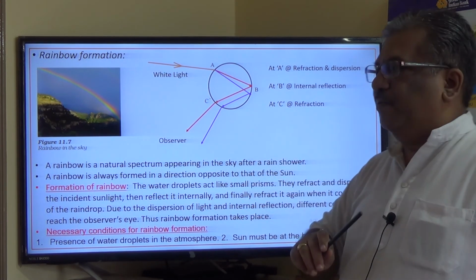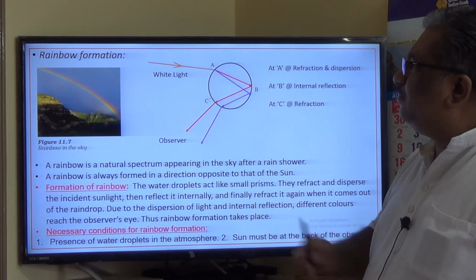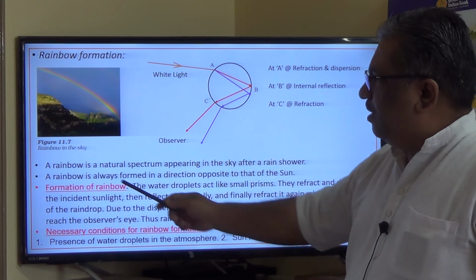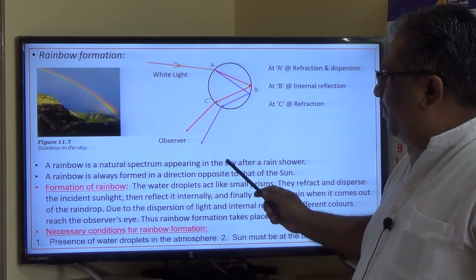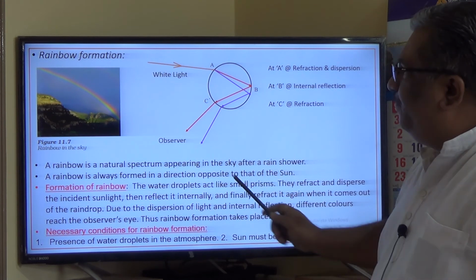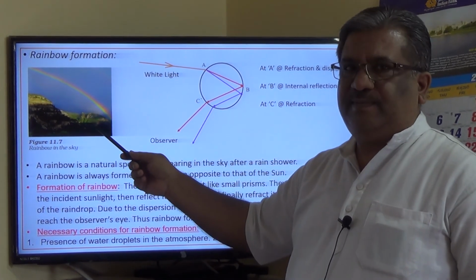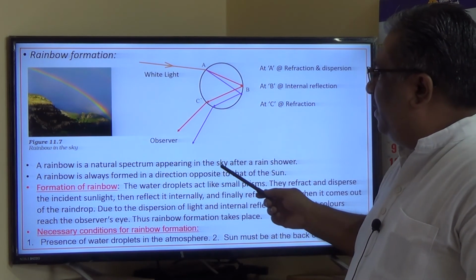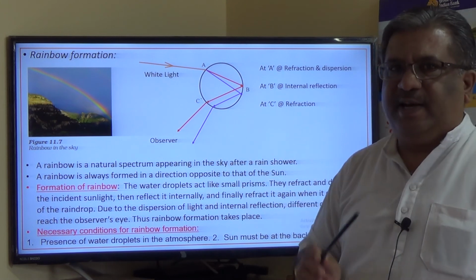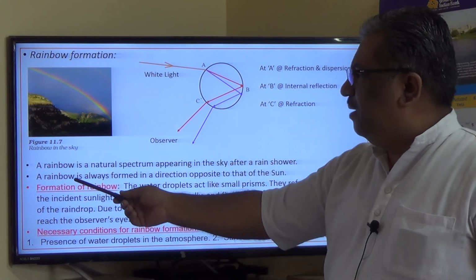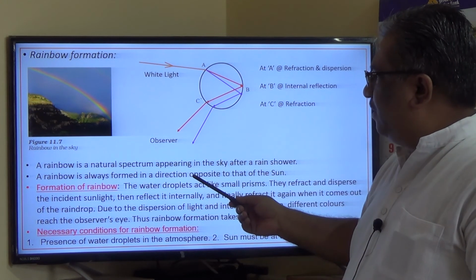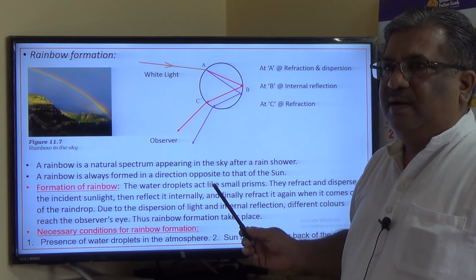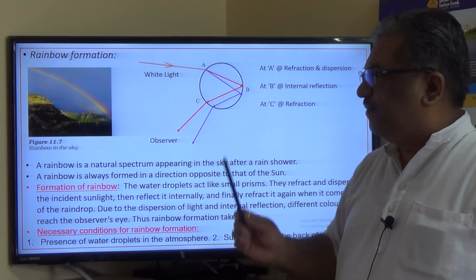First I will explain it to you over here. Rainbow formation. A rainbow is a natural spectrum appearing in the sky after a rain shower. Here you can see a rainbow formation. A rainbow is always formed in a direction opposite to that of the sun. Remember, the rainbow is formed opposite to the direction of the sun.